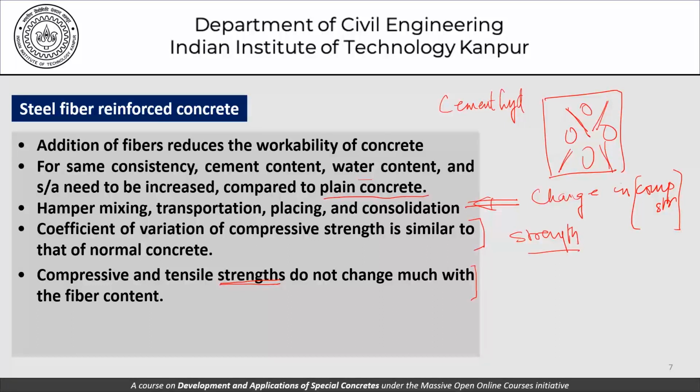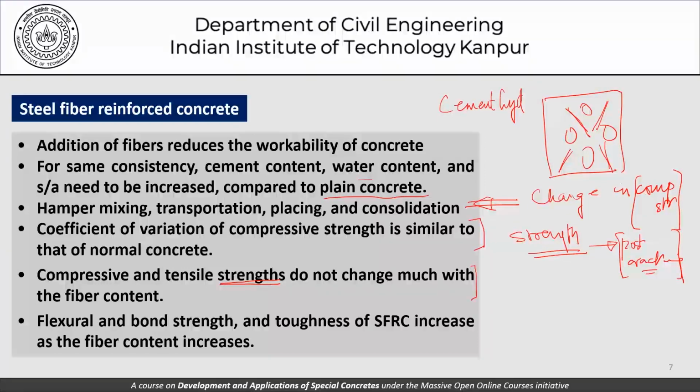The strength may still be the same, but the post-cracking behavior could be very different. So the post-cracking behavior is not represented by the parameter strength. So the post-cracking behavior will be viewed separately and evaluated separately as far as fiber-reinforced concretes are concerned. But the strength per se, we don't expect much changes in the compressive and tensile strengths. Flexural and bond strength and toughness of SFRC increases as the fiber content increases. This is something which we have been discussing in different ways throughout this slide.